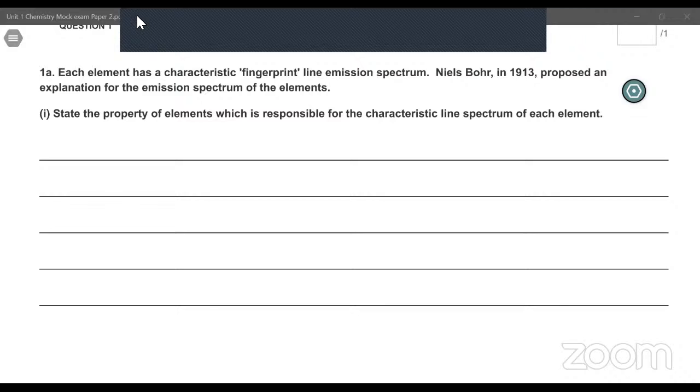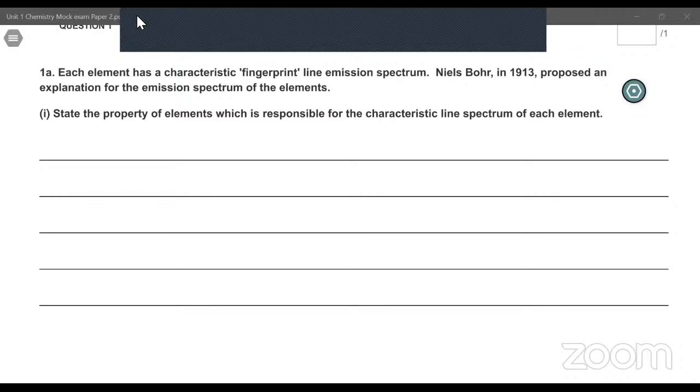So this paper is the paper that I gave the students I am tutoring for CAPE Chemistry Unit 1. Don't mind the whole A-level thing, because CAPE is advanced proficiency. It's the advanced exam, similar to A-level, so that's why it has A-level there. Don't be alarmed.